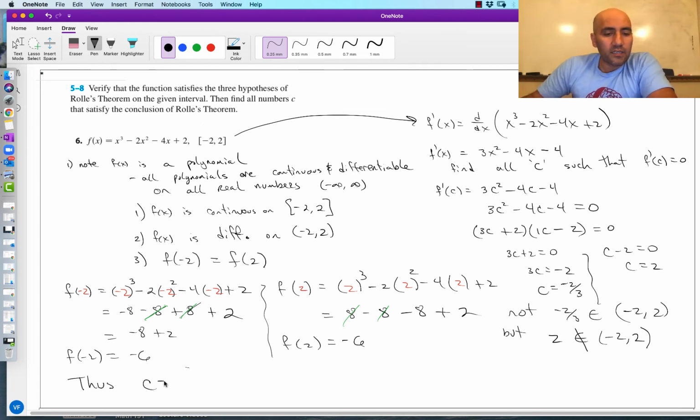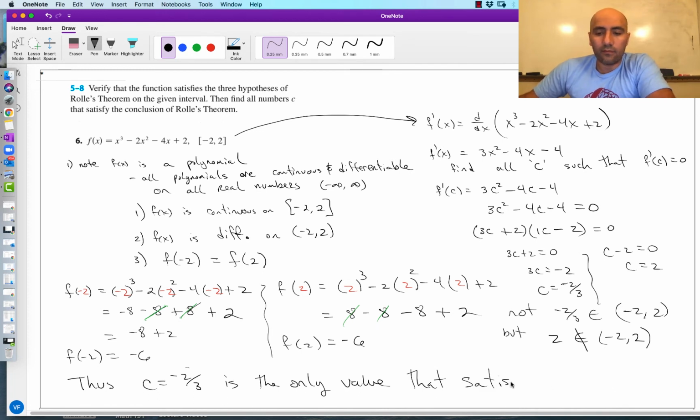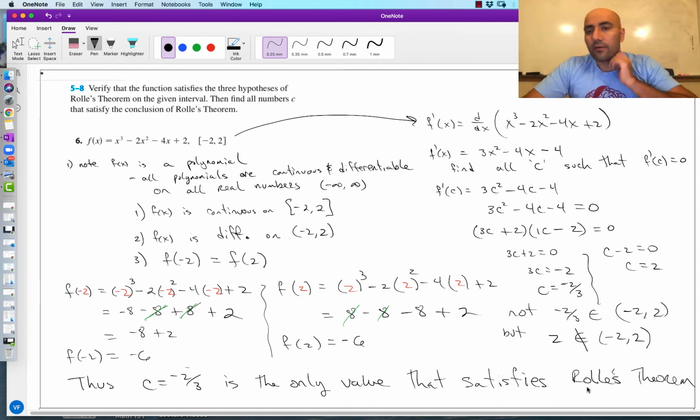Thus, C equal to negative 2/3 is the only value that satisfies the conclusion of Rolle's theorem. Okay, so that's our only answer. Positive 2 is not an answer. Good. Okay, let's try another one.